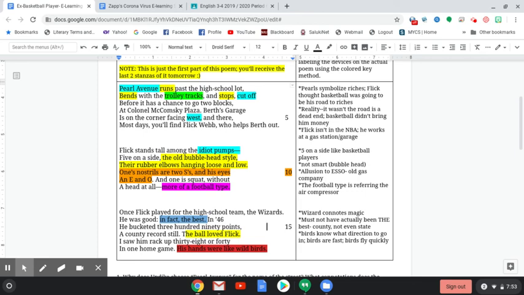The speaker says, I saw him rack up 38 or 40 in one home game. His hands were like wild birds. So we have a simile there. So his hands were probably really fast. Birds are kind of instinctive. They know what direction to go. So it's kind of like saying Flick knew exactly where to put the ball when he was playing.